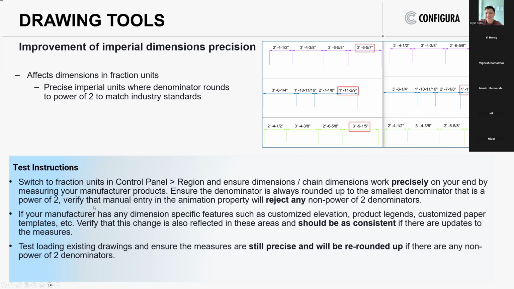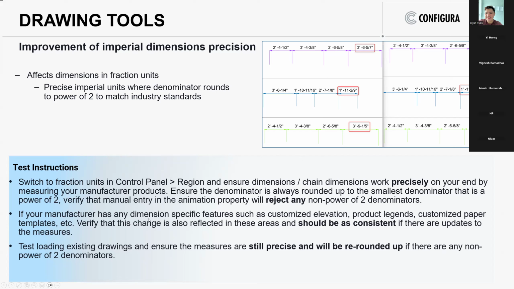And while placing a 3-click dimension, not the chain dimension, verify the manual entry of the dimension in the animation property during insert. Now, let's say if you put in a 5 out of 7, it should reject any non-power of 2 denominators. It will round up to the nearest power of 2 denominator for you. Now, this will not change the position. It will still be of the same length, and only the denominator will change.